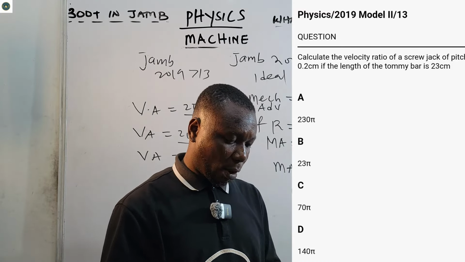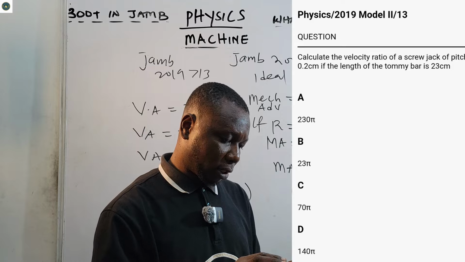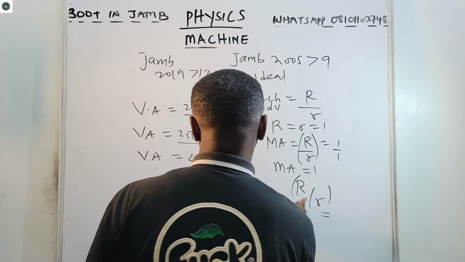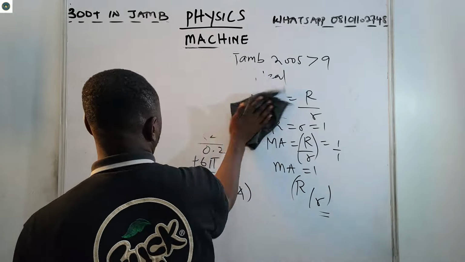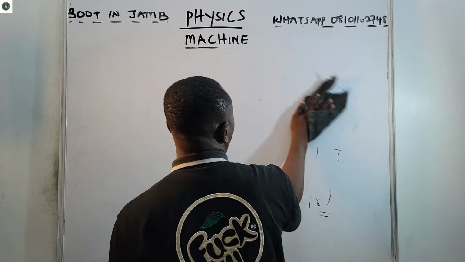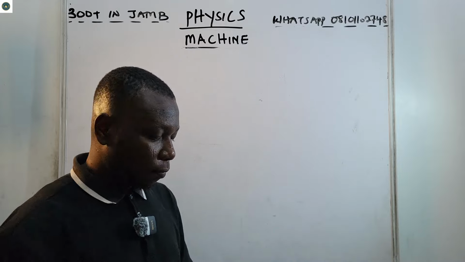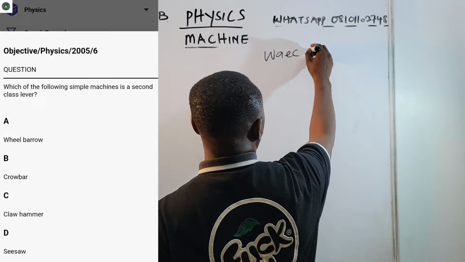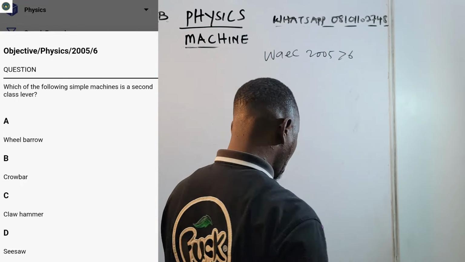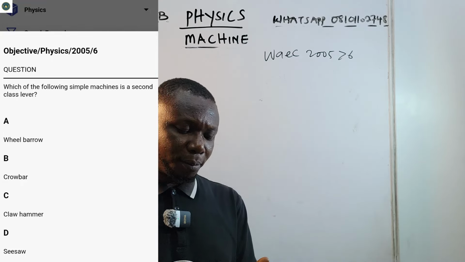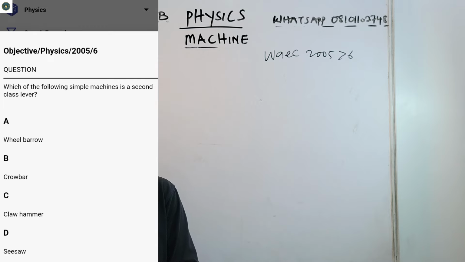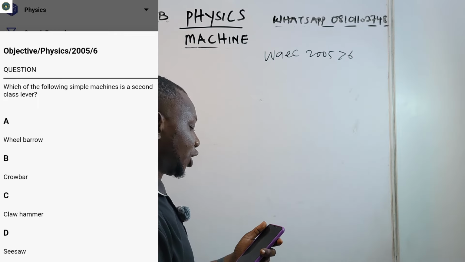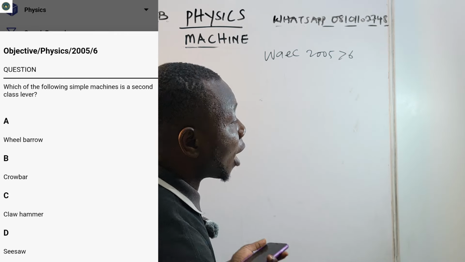Okay, let's also check our WAEC app if we can see some other questions. We also have a question from WAEC 2005, question 6. Objective. Which of the following simple machines is a second class? I said it at the beginning of the class. What happens in a second class?